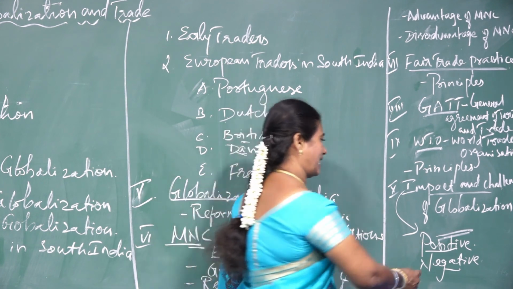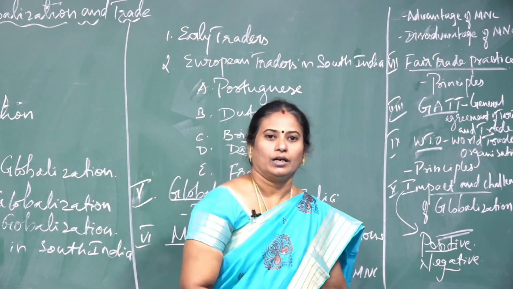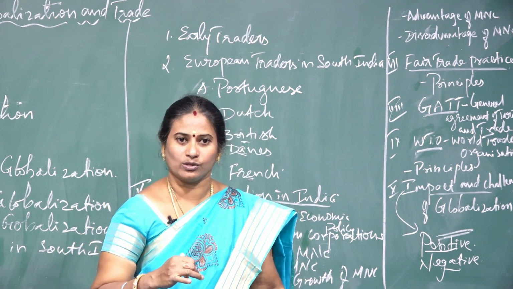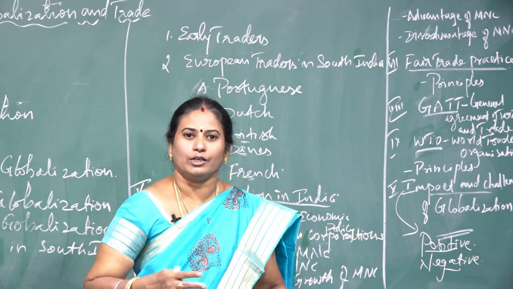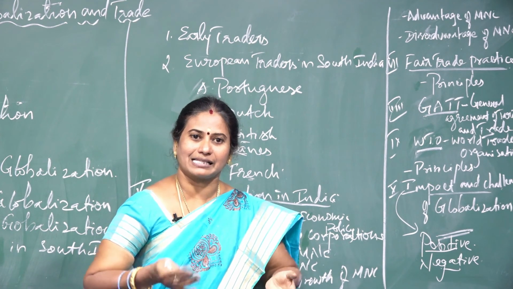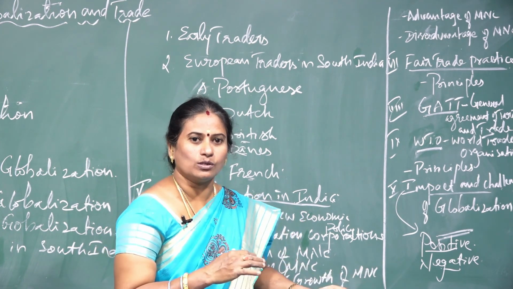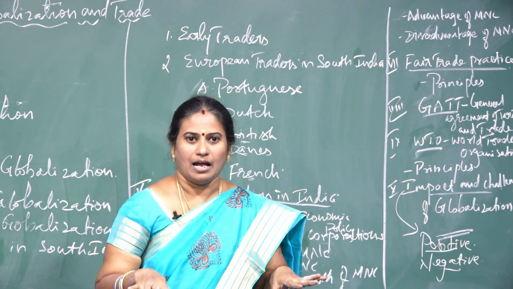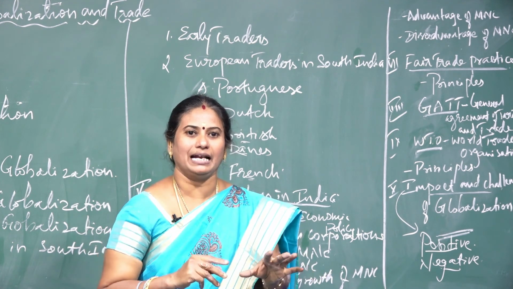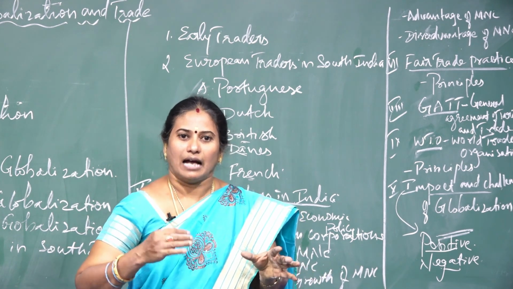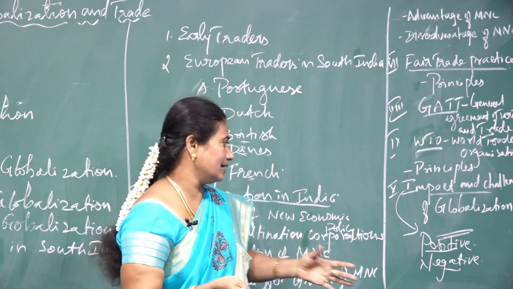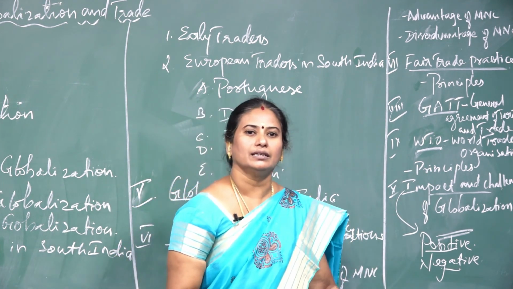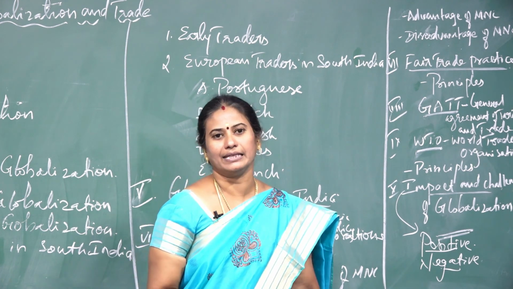Next, I am going to explain about the negative impact. Too much flow of capital introduces unfair and immoral distribution of income. The second one is that it gives rise to a fear for national integrity. And the last one is that environmental standards and regulations have been relaxed. These are the negative impacts of globalization.